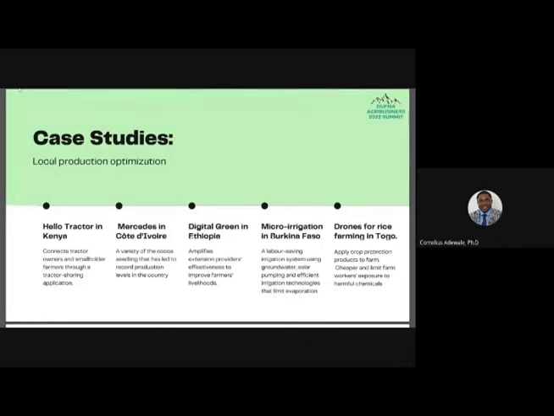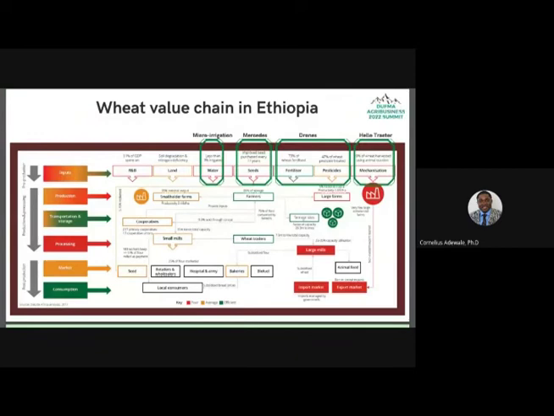So, one example of a company that identified one of these elements in the value chain that I talked about is Hello Tractor. I'm sure most of us are aware of Hello Tractor, a company that basically connects tractor owners to smallholder farmers through their tractor sharing application, and is doing well, especially in Kenya. But when you look at that idea, it's just an idea of how we make more tractors available to farmers.